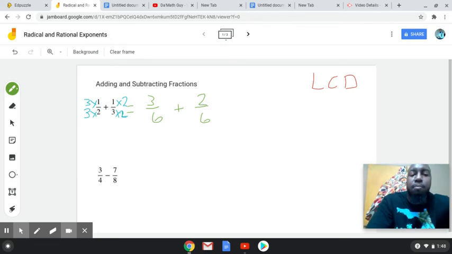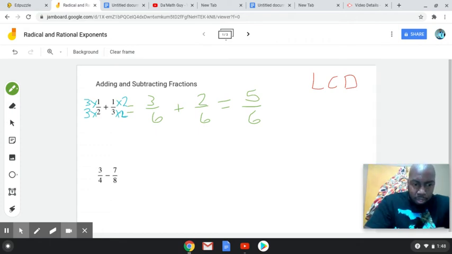2 over 6. So now that I have the same denominators, I can go ahead and add the actual fractions. I'm going to keep the denominator the same, so that'd be over 6. And 3 plus 2 is 5. Right?